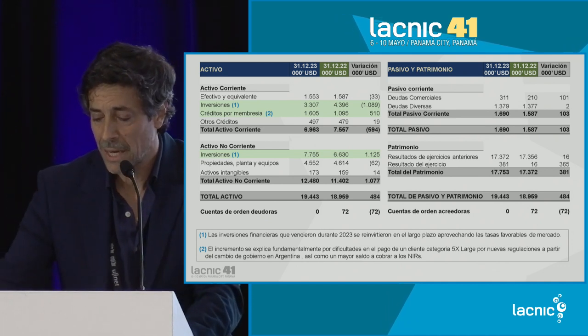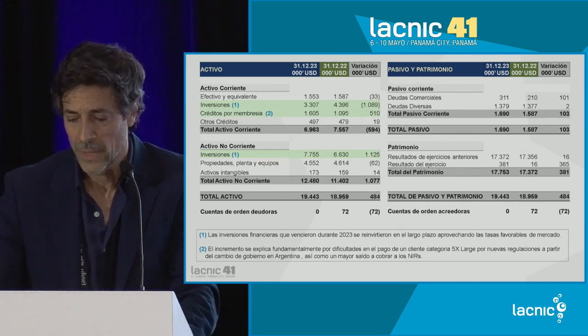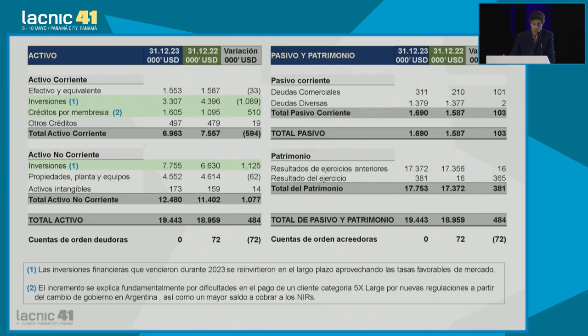terms, taking advantage of higher interest rates compared to previous years. Although the total value of the portfolio remained stable at $11 million, we adjusted its internal composition, transferring about $1.11 million from short-term to long-term investments. The increase in credits from memberships, as mentioned, Oscar, previously, in the case of Argentina, there were issues and difficulties that fortunately could be overcome.